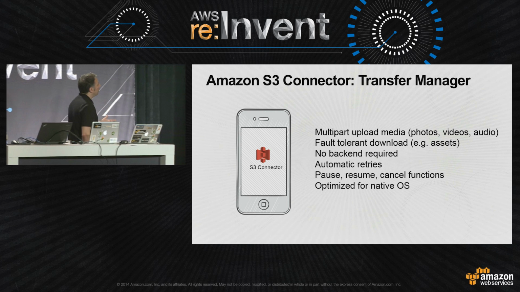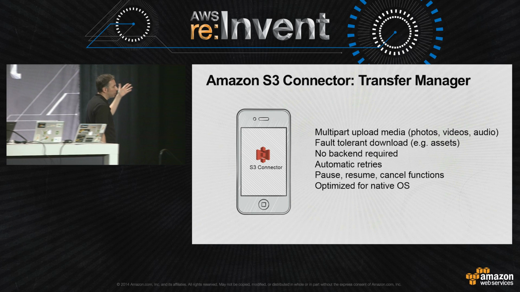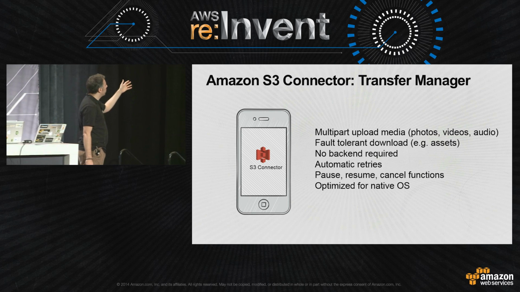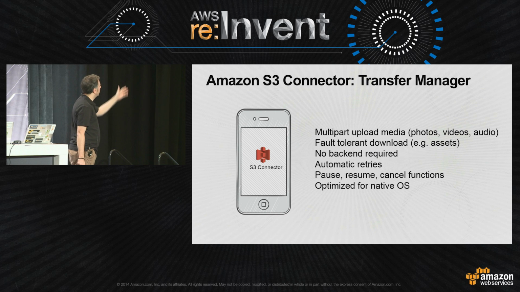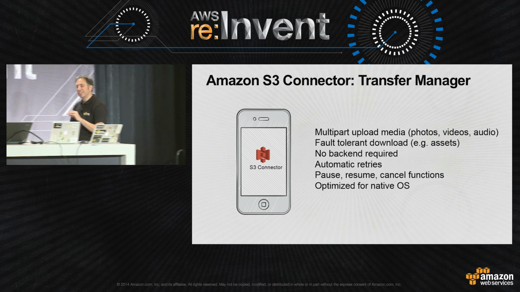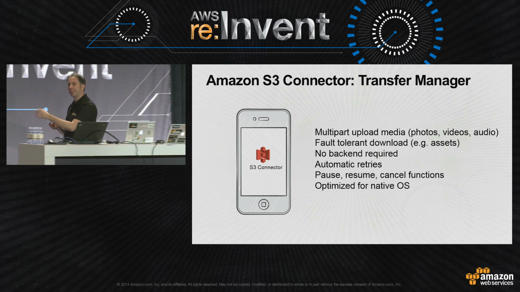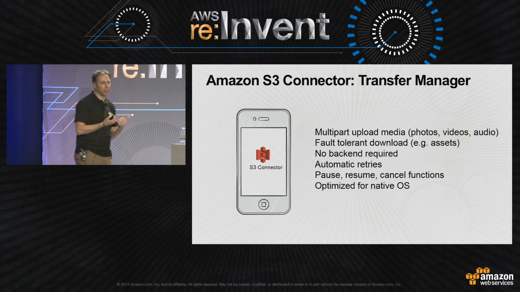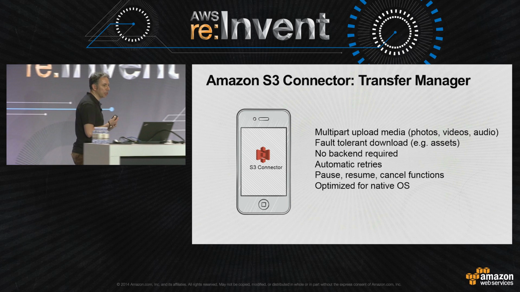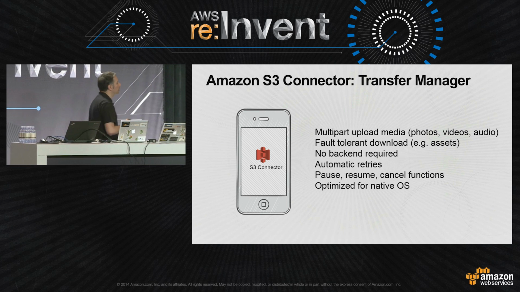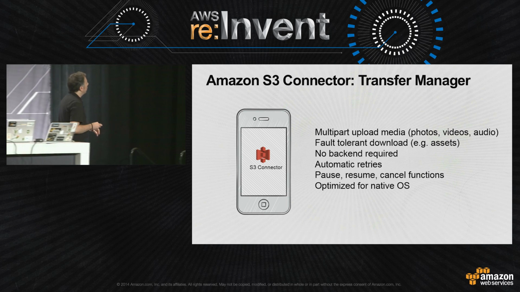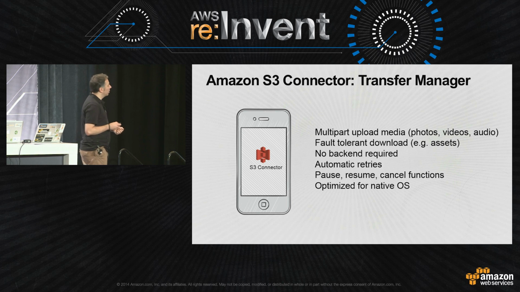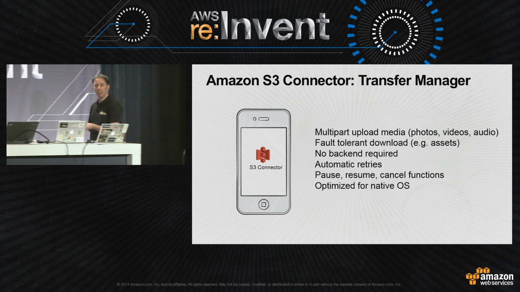To use S3 directly from the device, we introduce one of the connectors of our mobile SDK that is implementing the transfer manager. The transfer manager will allow you to upload and download data directly from the device using the Cognito credential and the Cognito role that we saw previously, so you can give a fine-grained control on this. And it will automatically manage retries, both in upload and in download.